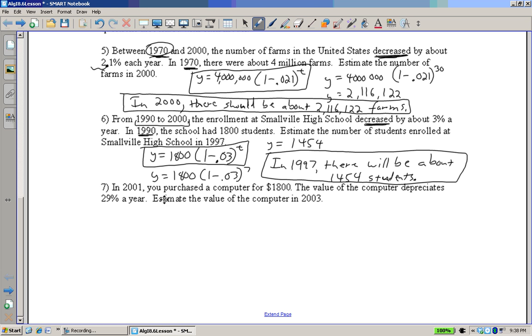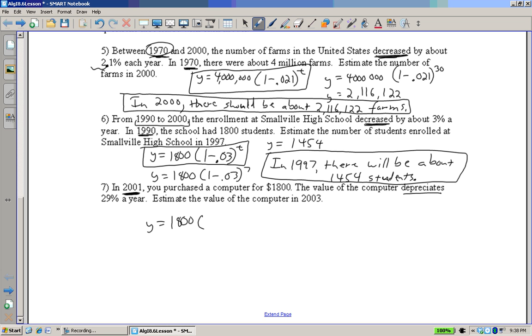Okay, last but not least, in 2001 you purchased a computer for $1,800. The value of the computer depreciates by 29% a year. Estimate the value of the computer in 2003. Those computers do tend to go down very quickly in value. Okay, so in 2001, that seems to be the starting point here. So y equals $1,800. That's my starting point.